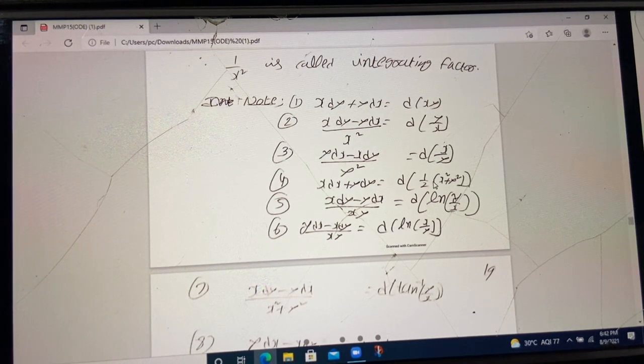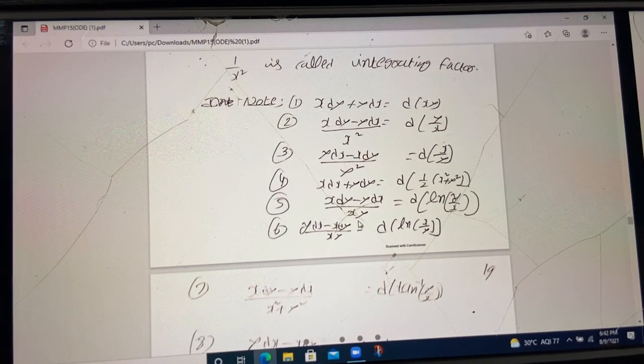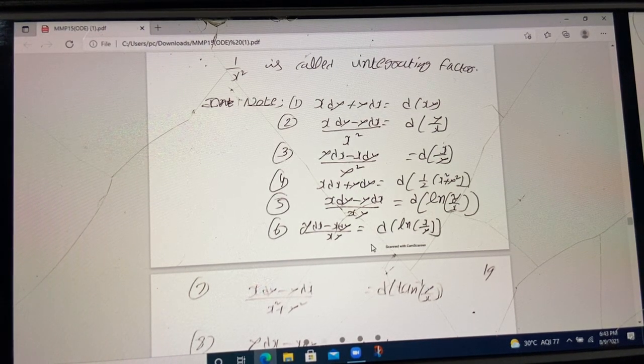And x dx plus y dy means d of half (x² plus y²). Then (x dy minus y dx)/xy means d of ln(y/x). Here also it is x dy minus y dx, but divided by xy, so d of ln(y/x). (y dx minus x dy)/xy means d of ln(x/y). Here ln means log to the base e. Then (x dy minus y dx), with denominator x² plus y², means d of tan inverse (y/x).